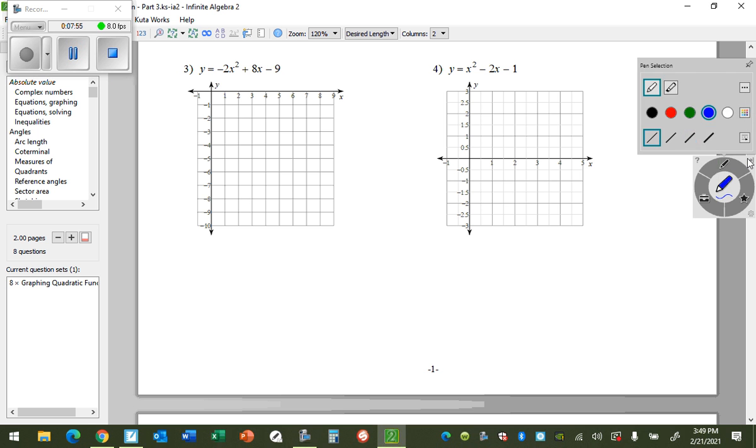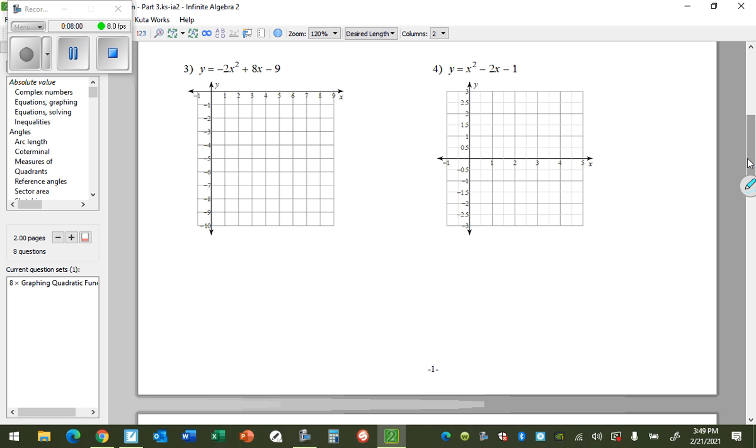Let me pick a different color, because you don't like the ski blue. Let's see if we can get a prettier color. Let's try an aqua blue. Woo. Okay, here we go.